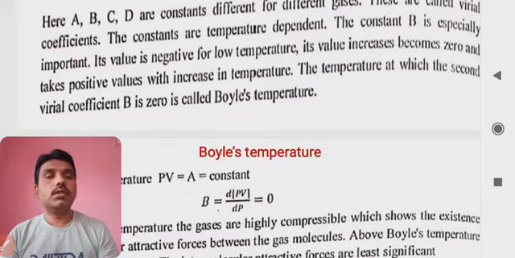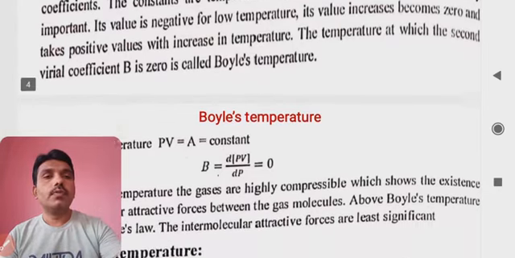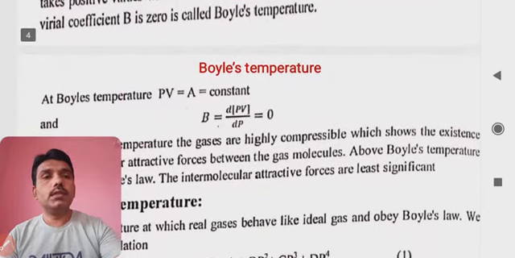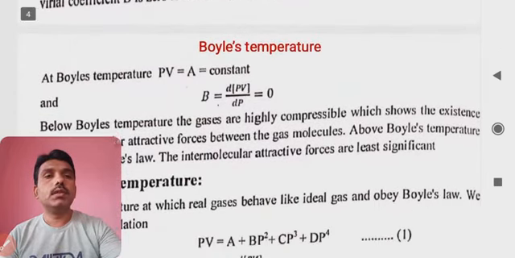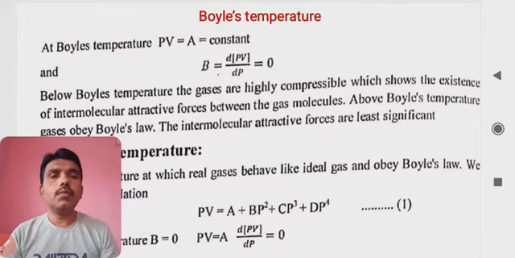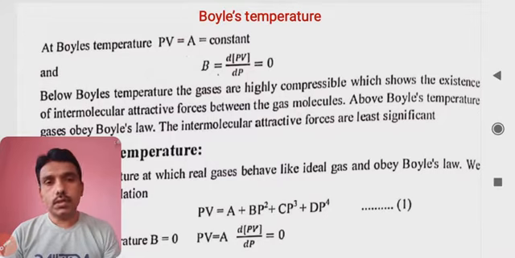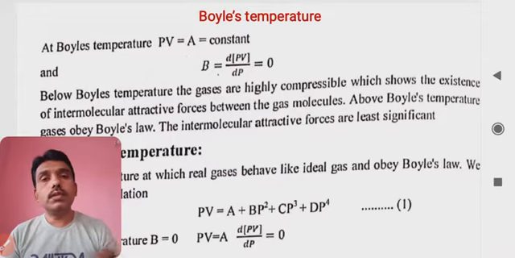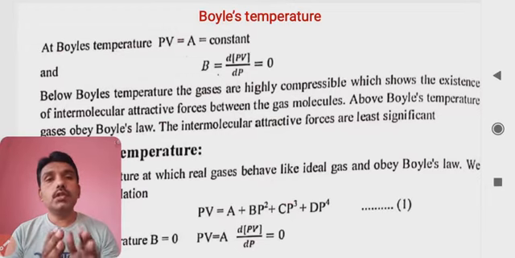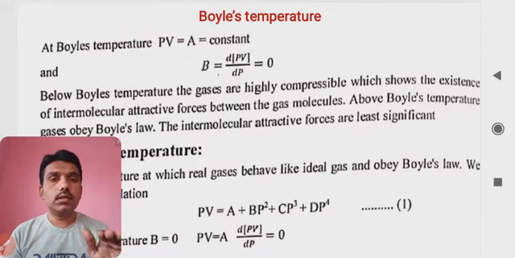For constant pressure, either you are increasing the P, the PV will be constant, and that is what B being zero is, and that is nothing but what is called the Boyle temperature. So at Boyle temperature, no doubt, PV is equal to A, that is constant. So 0 does not mean the value will become 0. 0 means there is no change in that PV, it will remain constant. The meaning of 0 is nothing but a constant.